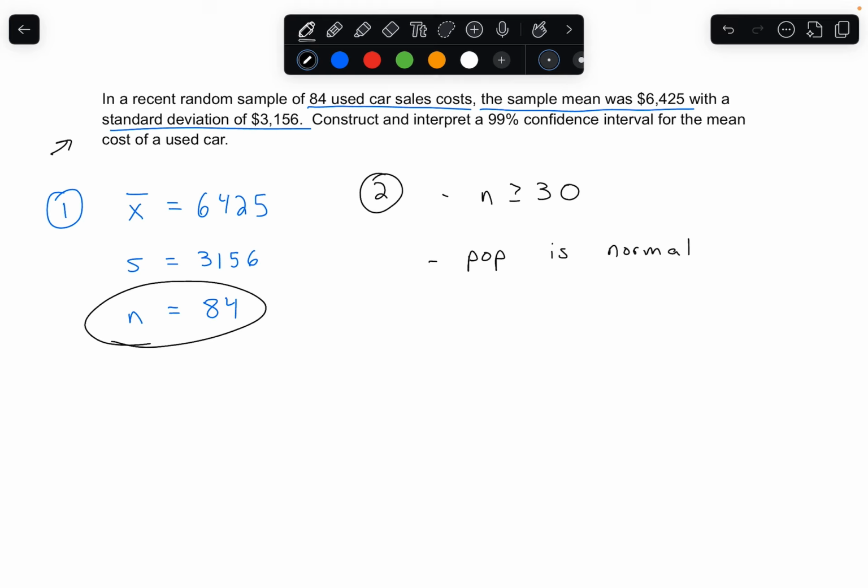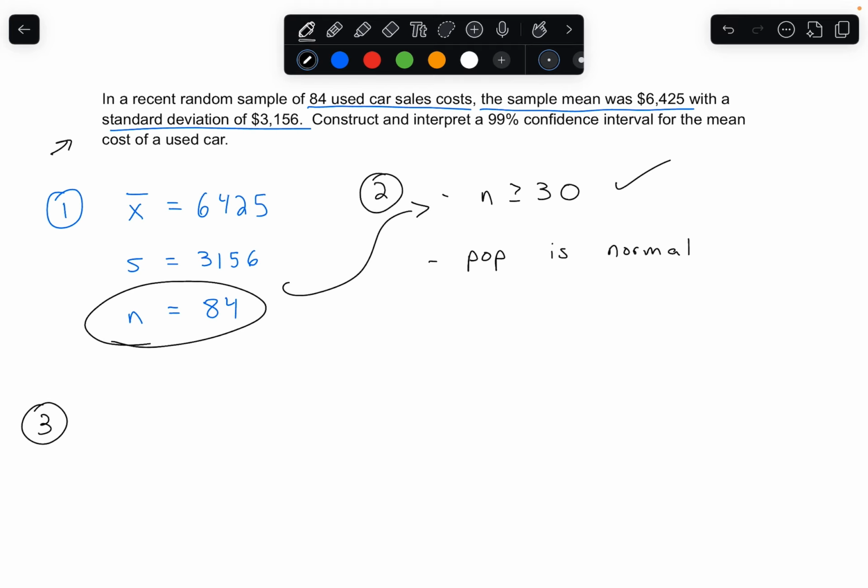However, n is equal to 84. That's certainly greater than or equal to 30. So yes, we get to use the central limit theorem. We have verified our conditions here. So that's great. That means that we can actually go and build the confidence interval, because if we didn't have those conditions, it doesn't really make sense to. Everything we do relies on the central limit theorem, and if we don't have that, nothing we do after this point would be accurate.